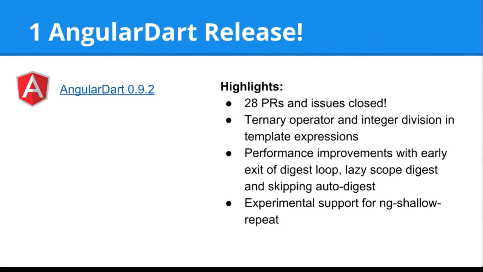We've done a lot of improvements for performance, and you can see a bunch of them there, including one thing that's experimental support for a directive we're calling ng shallow repeat, which is a performance enhancement in the case where you think I've got a collection where it's not going to expand. You can try it out. You can tell us if you like it. This will be a big determining factor on whether we like it or not.